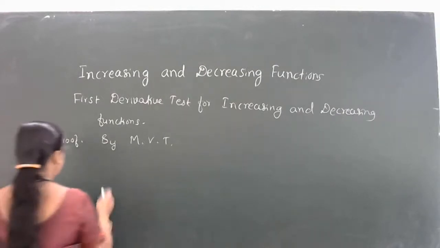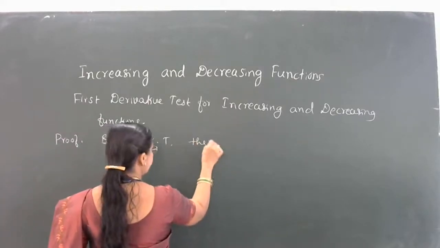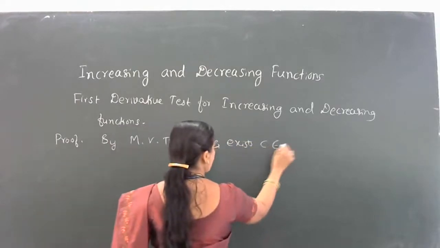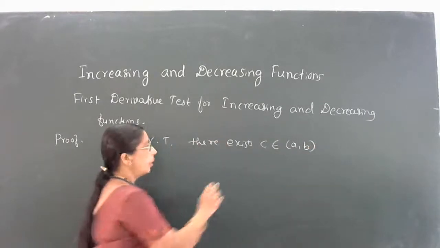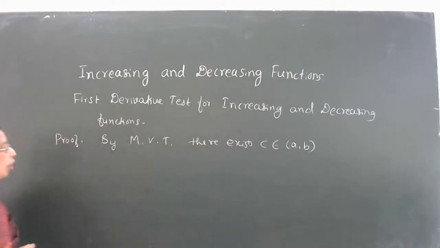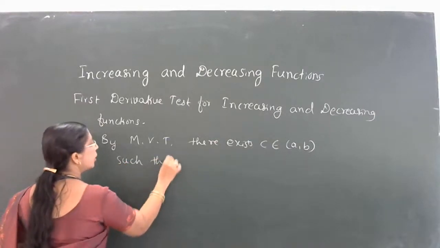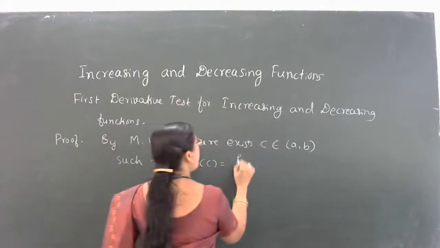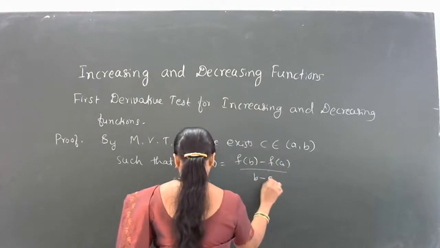continuous in the closed interval [a, b] and differentiable in the open interval (a, b). Then by the MVT theorem there exists c belongs to (a, b). Here c means any point in the open interval (a, b), such that f dash c is equal to f of b minus f of a divided by b minus a.